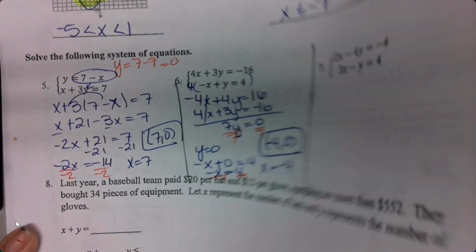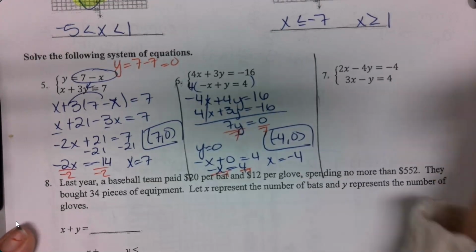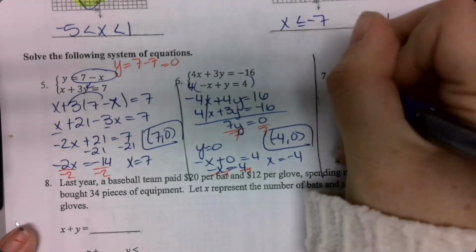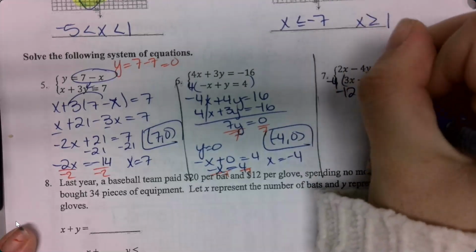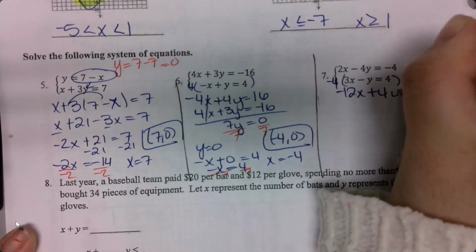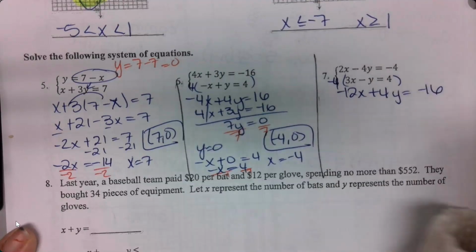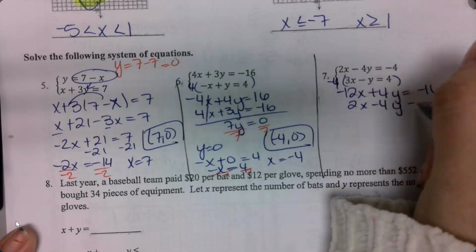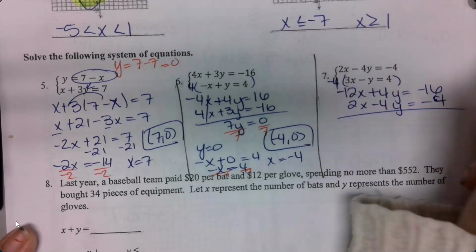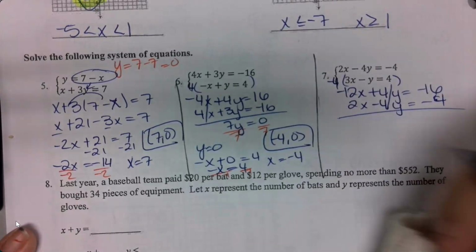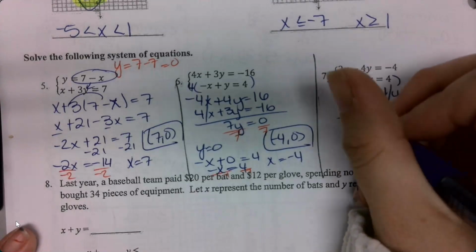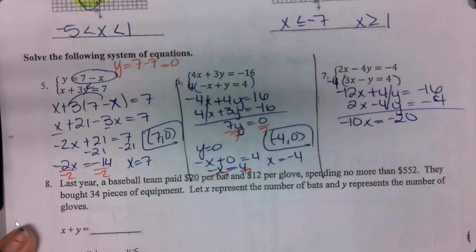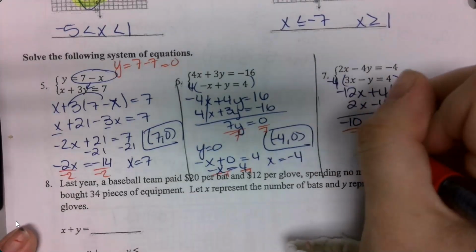I'm going to do the same thing on my final one, since neither variable is isolated. I'm going to multiply the bottom by negative 4 to turn it into an opposite sign, so it's going to give me negative 12x plus 4y equals negative 16, and I'm adding back to my top equation, so I have 2x minus 4y equals negative 4. 4y's cancel out. Negative 12x plus 2x is negative 10x equals negative 20. Divide both sides by negative 10.